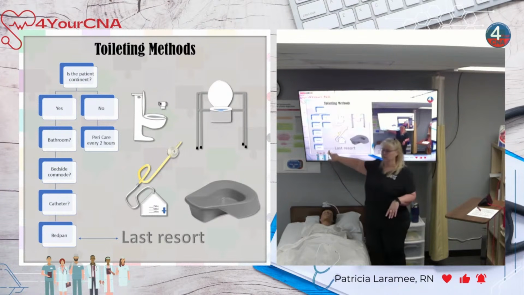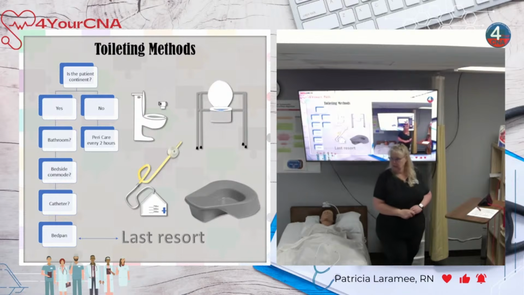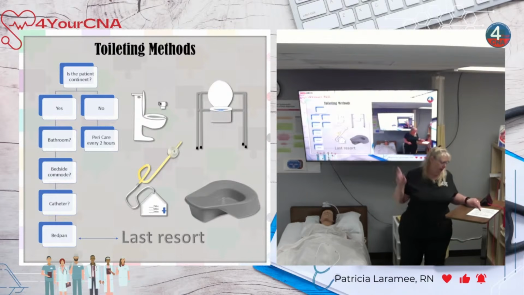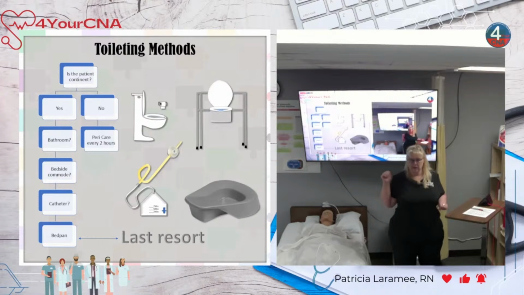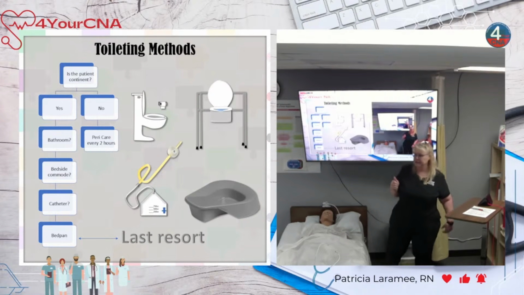Do you guys understand why bedpan's last resort? We don't go straight for it. If the patient hits call light and says, I gotta pee, and you don't know what their bathroom status is, don't just grab the bedpan and go for it. We have to figure out what their bathroom status is. Good? Make sense? We're going to come back to this in just a second, but right now I want you to go to page 115. I don't have a slide for this, but go to page 115 in your books.